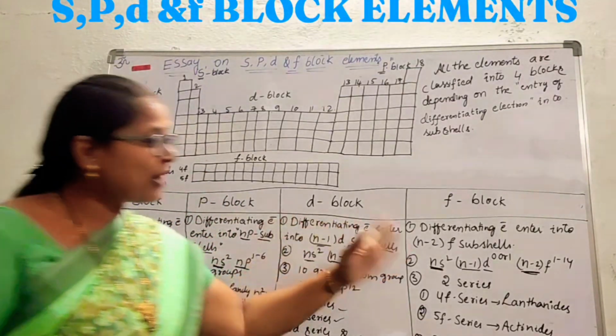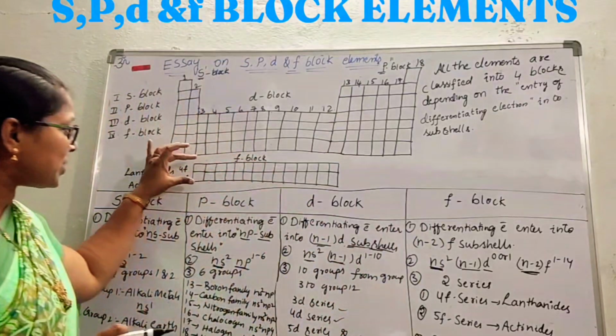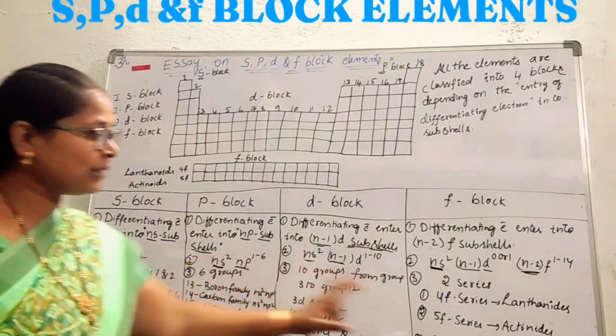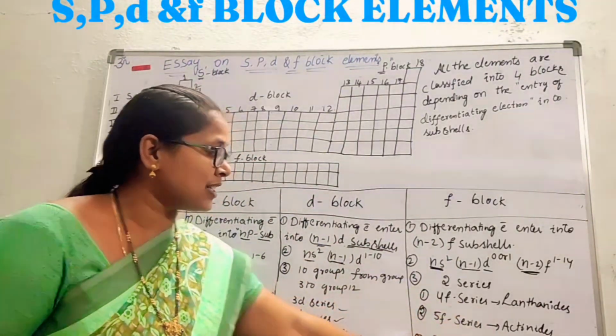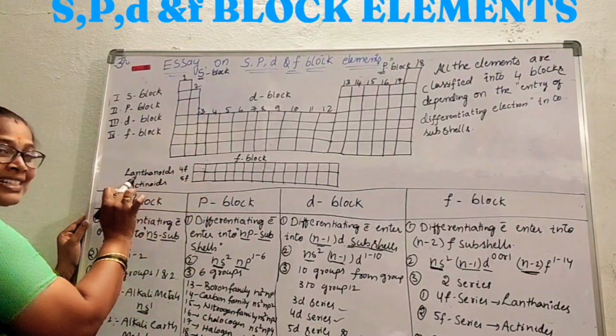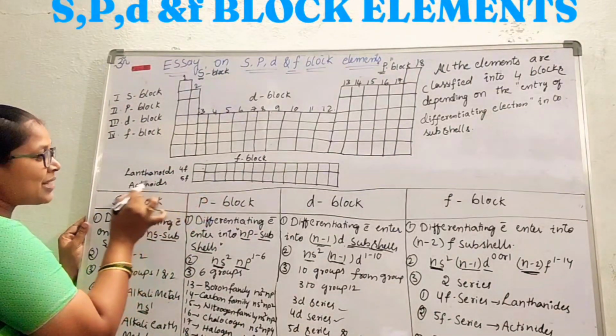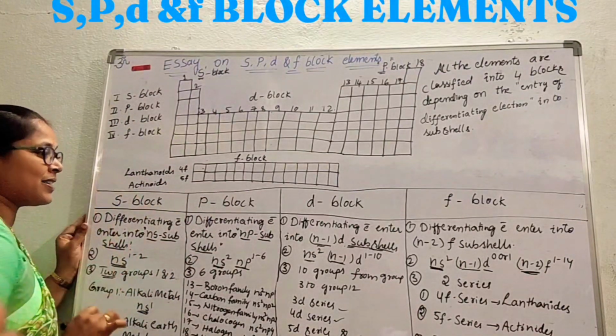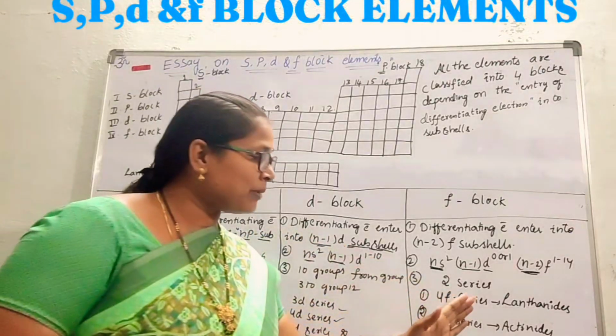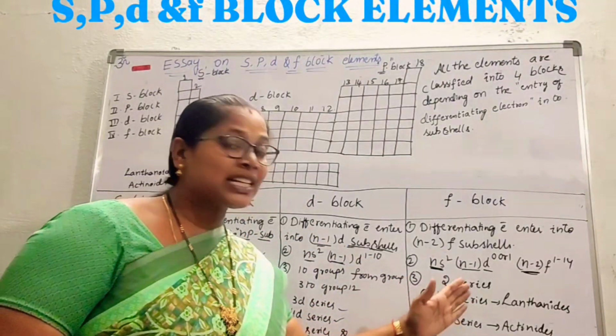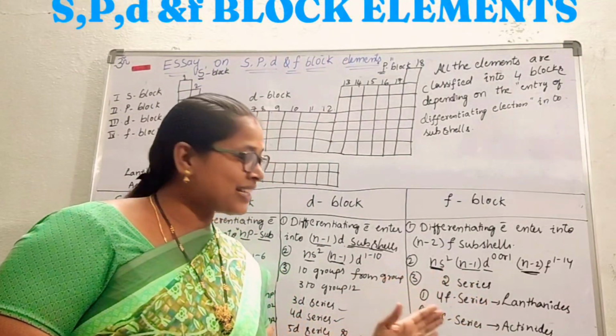And coming to our f block elements, we have 2 series of f block elements. Those are 4f series and 5f series. 4f series elements are called lanthanoids, and 5f series elements are called actinoids. 4f series lanthanoids and 5f series actinoids.